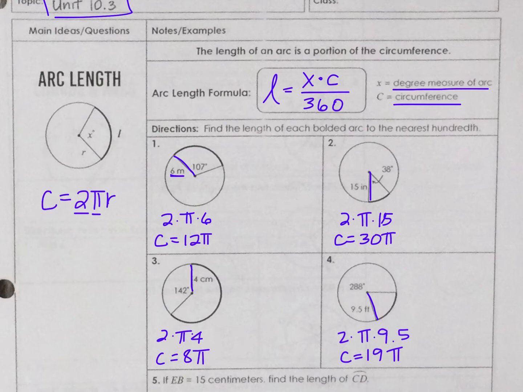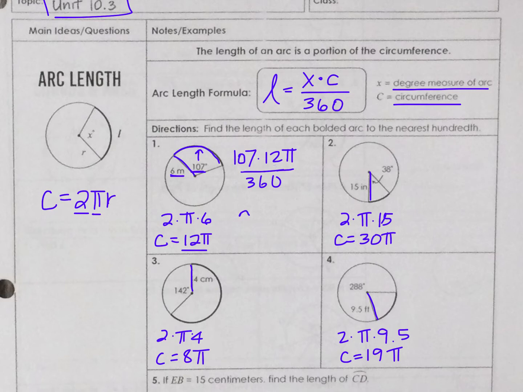So we figured out our circumference. So now we need to plug this stuff in. The formula I wrote up there was x times c divided by 360. Well, I figured out my c, so instead of the c, I'm going to write my 12 pi. Now I just need to know the x. Well, the x is the degree. We know that if the angle is 107, the arc that I'm looking for is 107. So it'll be 107 times 12 pi divided by 360.